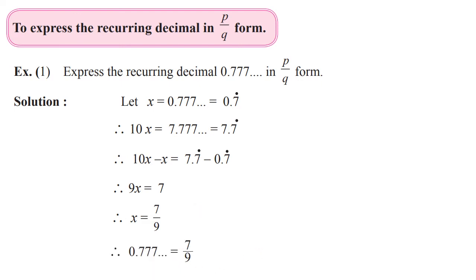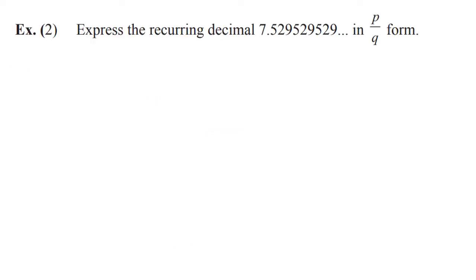See, finally the answer is given. Second one, express the recurring decimal 7.529, 529, 529 and so on in P upon Q form. So count the recurring digits here, 1, 2, 3. So here 3 digits are recurring. Okay, so we can put a bar on that. We cannot put a dot on that. Okay, so take a note of this.